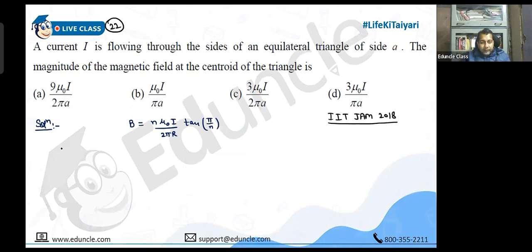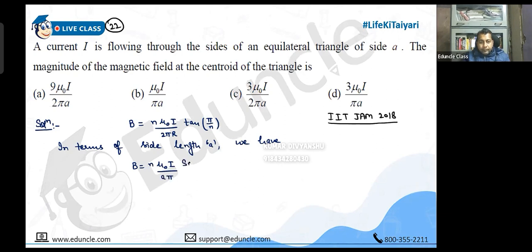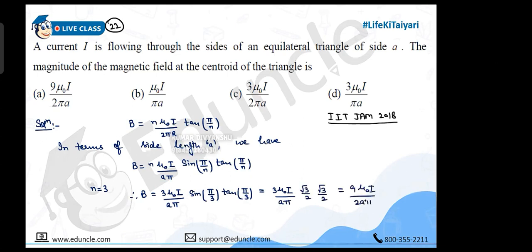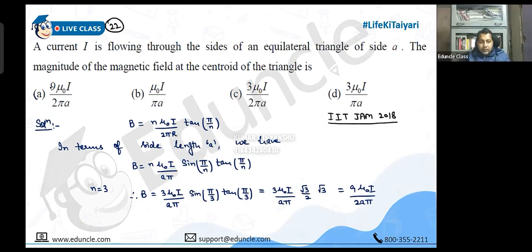Now it is in terms of side. So in terms of side length, we have, here n is equal to 3 for equilateral triangle. Therefore, only root 3 will come, tan only. Please check.